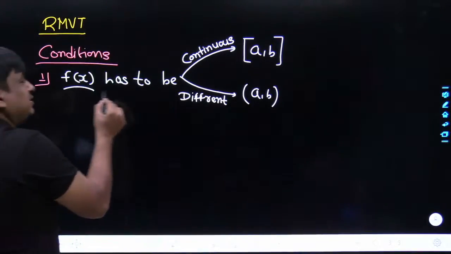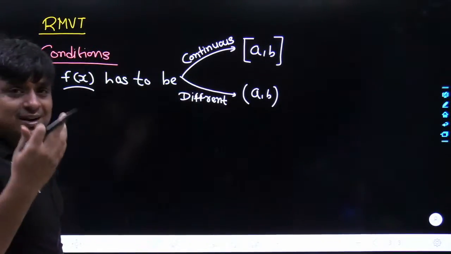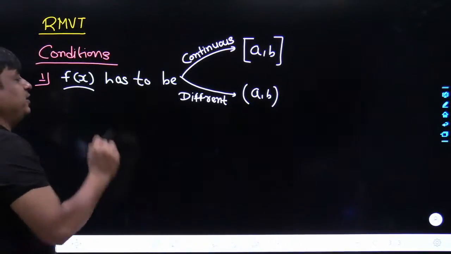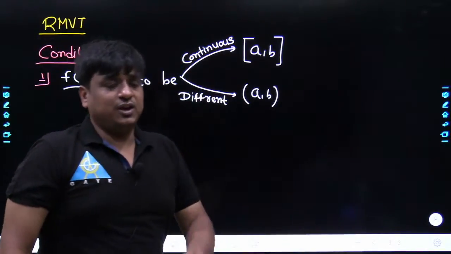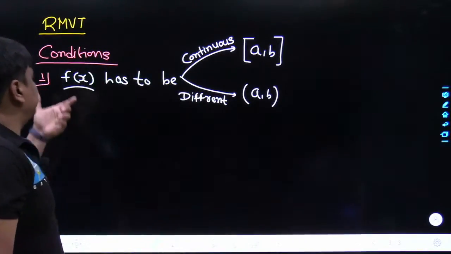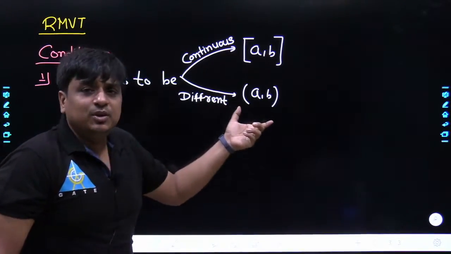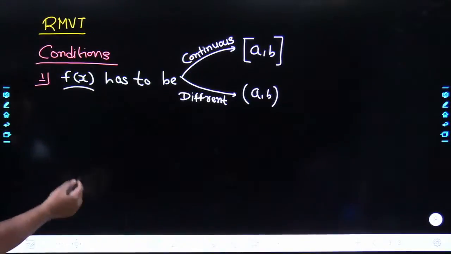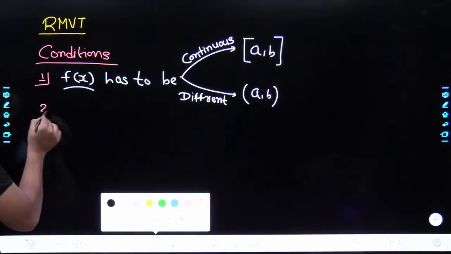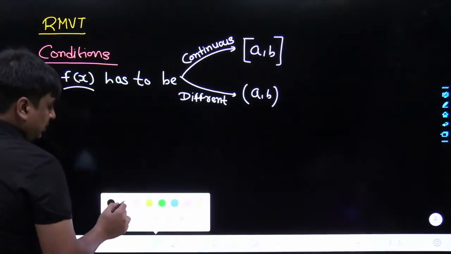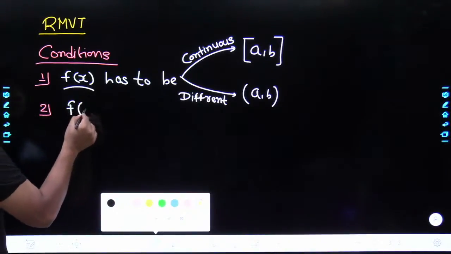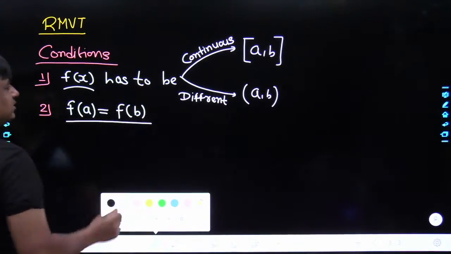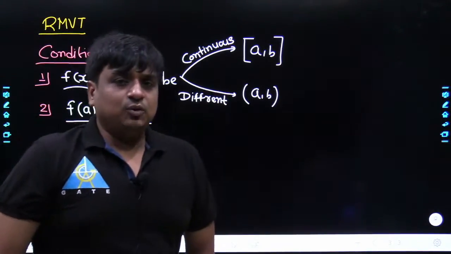You can say it's one condition. In books or standard texts, they write it as two different conditions. The first condition, f of x has to be continuous within the closed interval of a comma b, and similarly the second condition, f of x has to be differentiable within the open interval of a comma b. Is that part clear? Then the third condition is that the value of the function at x equals a is precisely the same as the value of the function at x equals b.